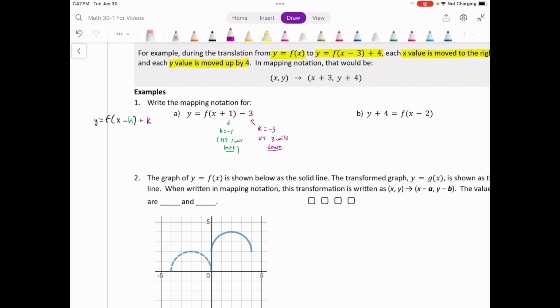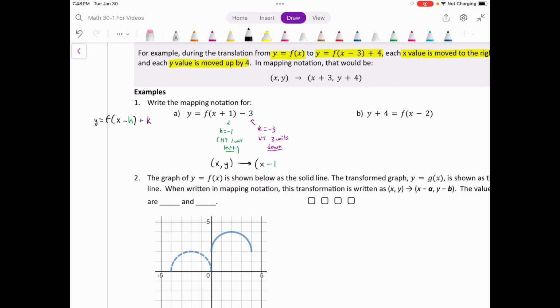So here's what mapping notation does. It says, how do you go from the original point (x, y) to the new point? How are those x's and y's going to change? Well, if h is negative 1, we're shifting everything 1 unit to the left. We're just subtracting 1 from every x. So in mapping notation, how will the x coordinates have changed? They're no longer just going to be the same x that they were. They're going to be whatever that was, minus 1. We've shifted it 1 to the left.